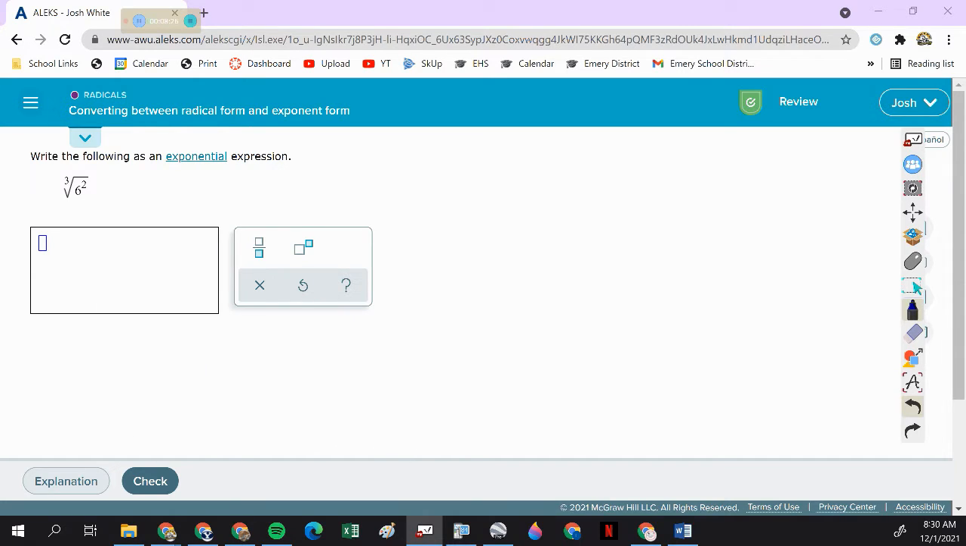So this question wants us to go backwards. How could I write that in exponential form? Well, the exponent is 2, so the numerator is 2. And the root is 3, so the denominator is 3.